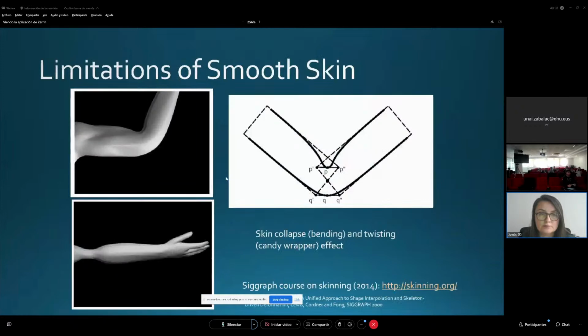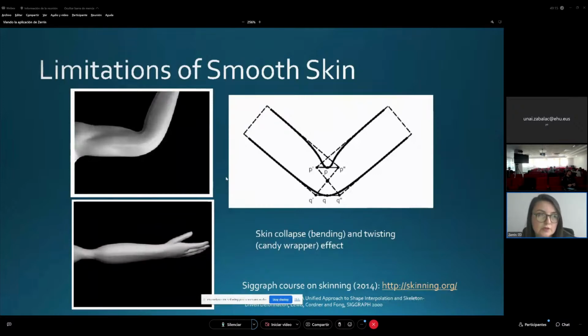But there are some problems with this linear blending skinning algorithm. These are called the skin collapse, bending, and candy wrapper effects. Because it's a linear blending situation, you lose some of the mesh, the points.